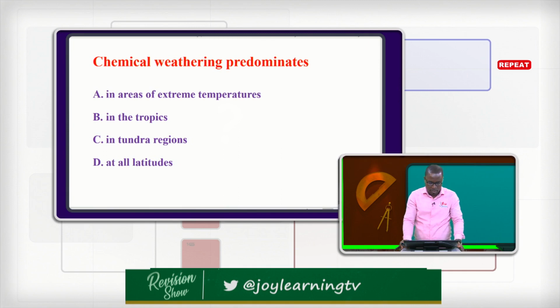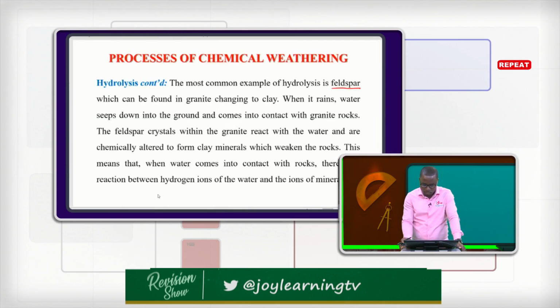I repeat the question. Chemical weathering predominates. A, in areas of extreme temperatures. B, in the tropics. C, in tundra regions. A caller on the line. Please, your name. Oh, sorry about that. Please call again, okay? So if you know the answer, you call and you tell me and the whole world the answer.